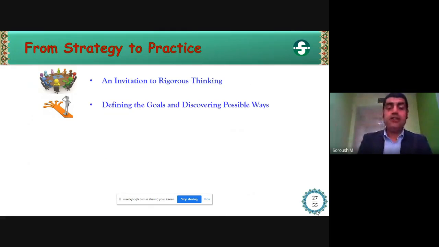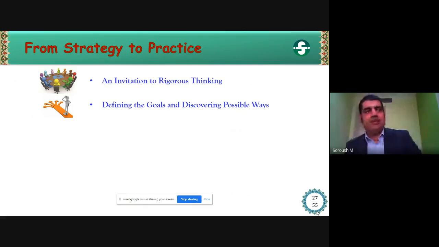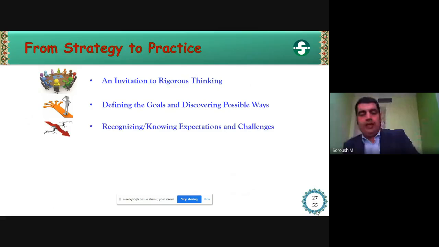And defining the goals and discovering possible ways. If we define the goal, we may have 2, 3, 4, 5 ways to approach the goals. For example, we can find the goals via a purely theoretical way or experimental way, or a mix or combination of both of them. So we should define the goals and then find the best way to approach it.